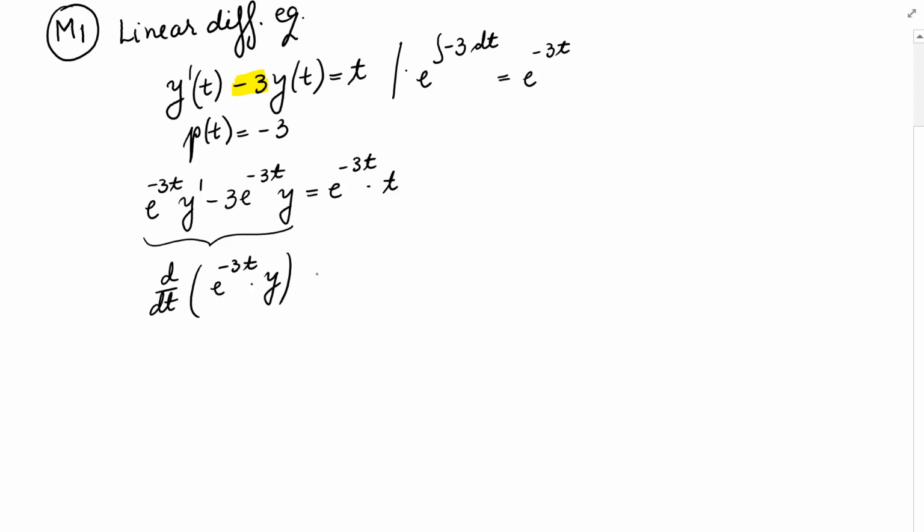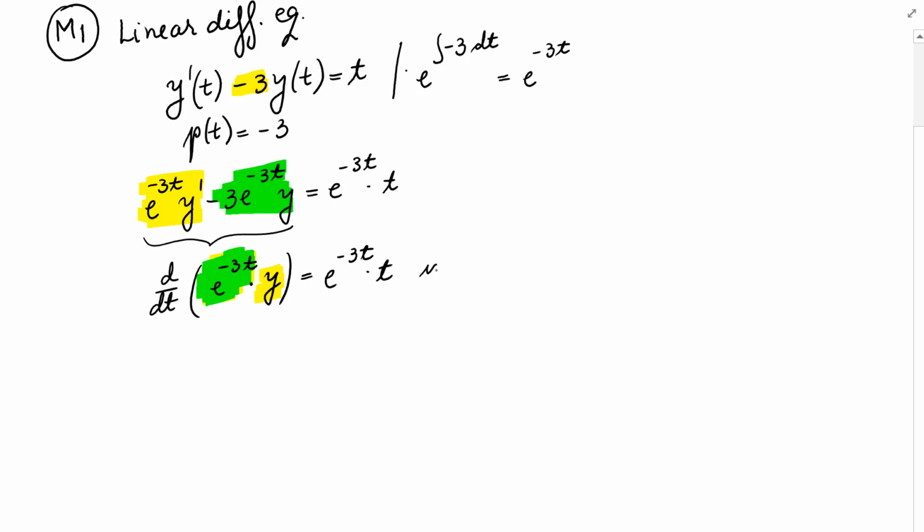So the left hand side is actually the derivative with respect to t of e to negative 3t times y. Let's double check. This is the product rule. If we differentiate this one first and keep this one, we get the first term. And then plus, when we differentiate this function, we get negative 3e to negative 3t, and then we copy the y. So yes, we got exactly a perfect derivative, equal to e to negative 3t times t.